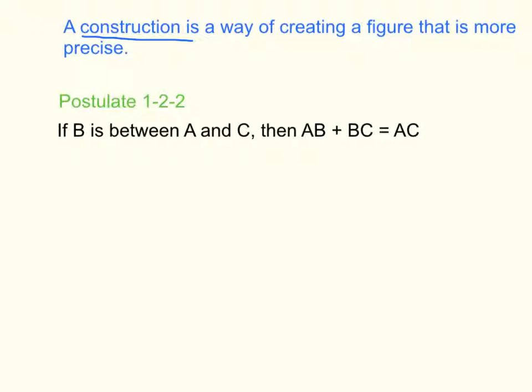Next, we're going to talk about postulate 1.22. This is called the segment addition postulate. Now keep in mind, postulate 1.22 is not what I want you to memorize. I want you to know that the segment addition postulate states that if B is between A and C, then the distance of AB plus the distance of BC is equal to the distance of AC.